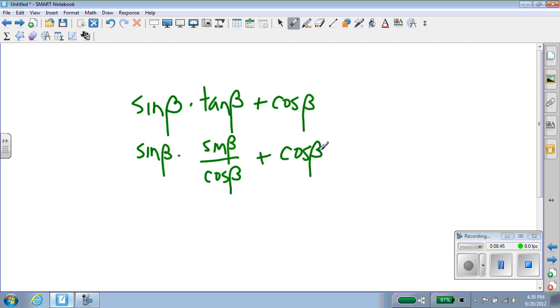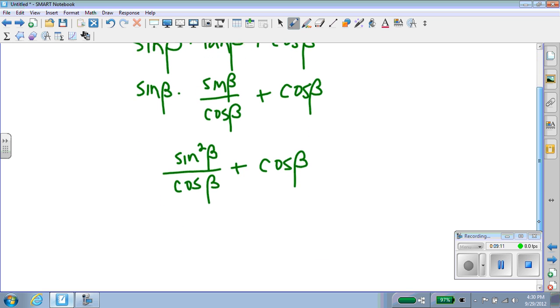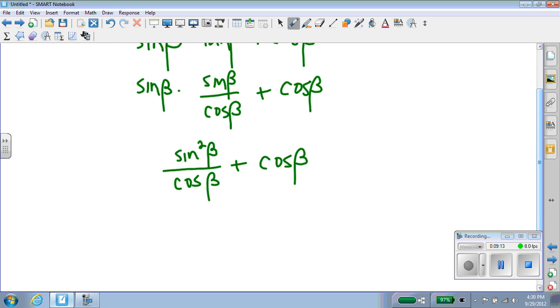Okay. I do have students who occasionally think, well, I'll cancel the cosine betas. Please don't do that. We don't cancel an addition. And besides, order of operations would say the multiplication has to happen first. So I'm going to multiply. So I'm going to get sine squared beta over cosine beta plus cosine beta. That just looks terrible.